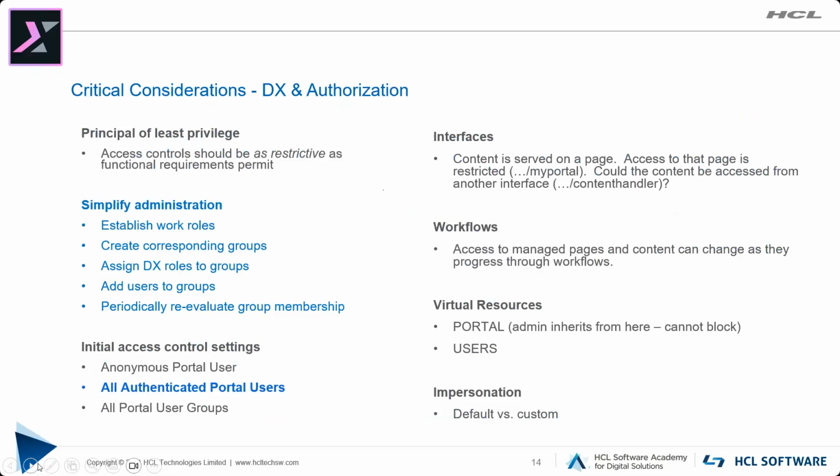There is one virtual group that's very important when we start talking about cloud identity, and that is the all authenticated portal users group. Roles assigned to that group extend to anyone who is logged into the system. So that's a very simplified method of authorization, simply granting access to everyone who is authenticated.